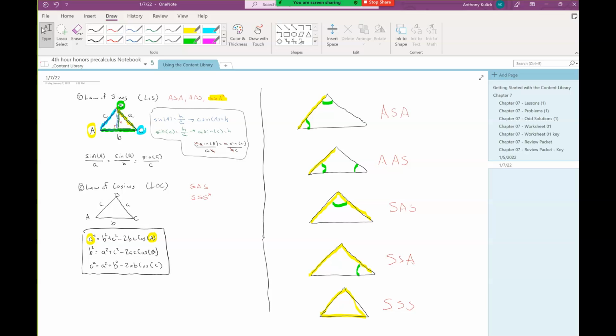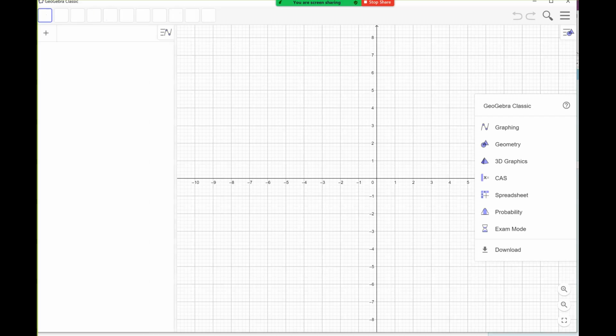Now, if we look at these five situations and we compare them to the triangle congruence theorems we had in geometry, one of these doesn't fit. Which one of them doesn't fit? Side-side angle is the answer. There is no congruence theorem in geometry for side-side angle. And the reason is you can have side-side angle congruence and not have triangle congruence.